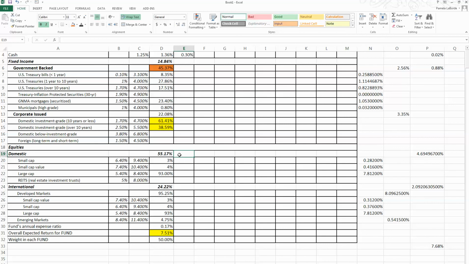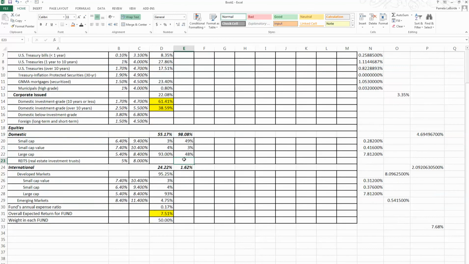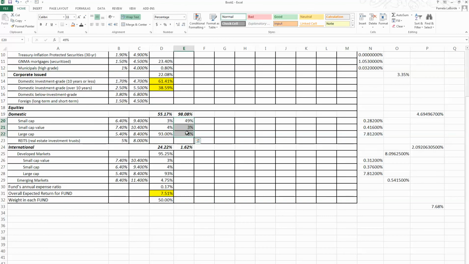Actually, 98.08% is in domestic equities. 1.62% is in international equities. 49% is in small cap, 3% in small cap value, and 48% in large cap. And so I'm just going to use the same percentages down here. I'm not copying them because I see I've got them in a different order down here than I do up there, so I'm just going to type them in.